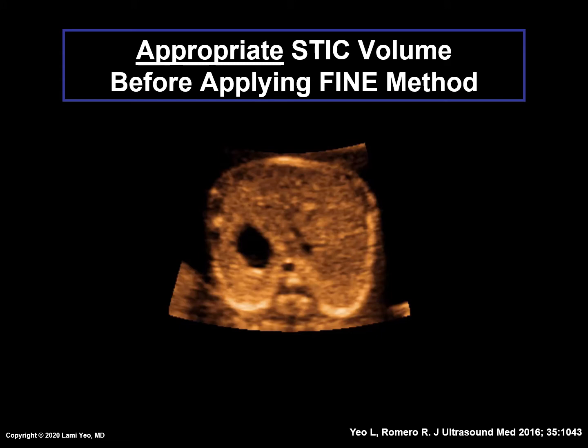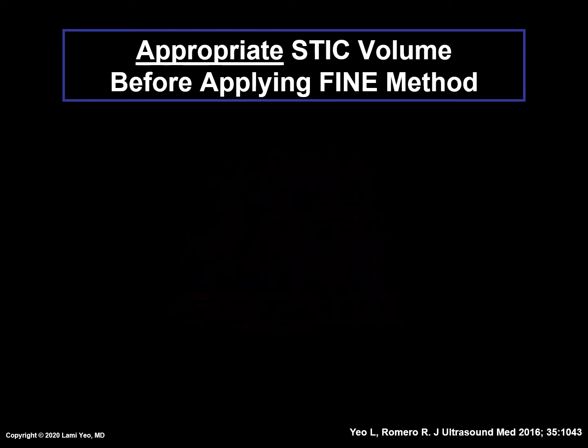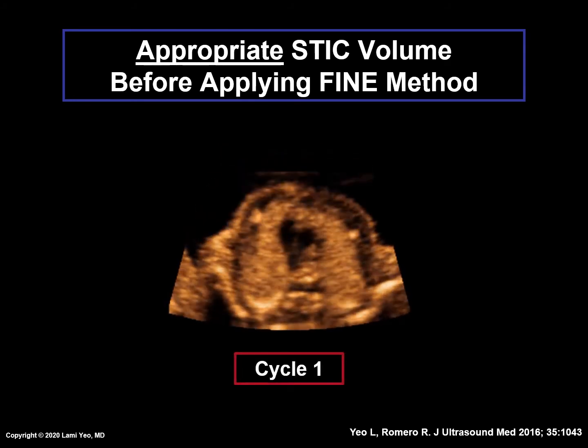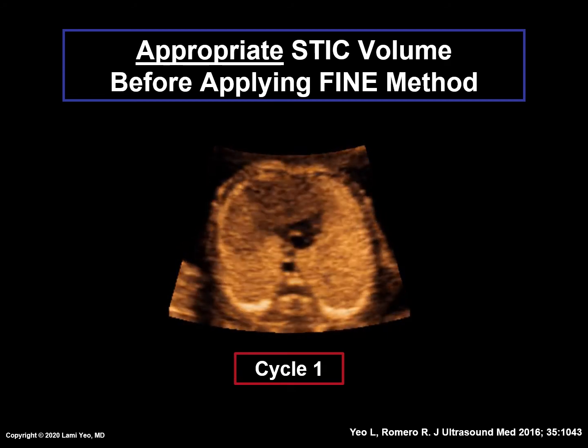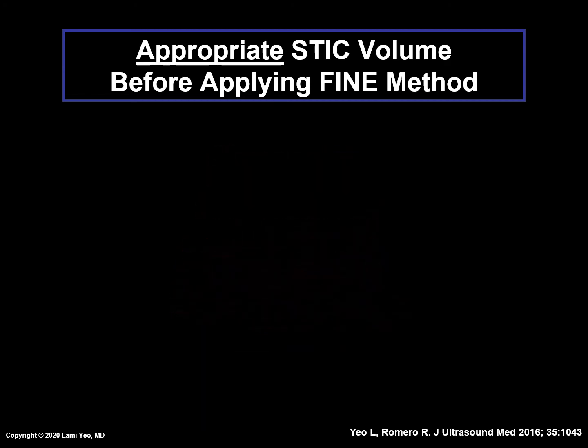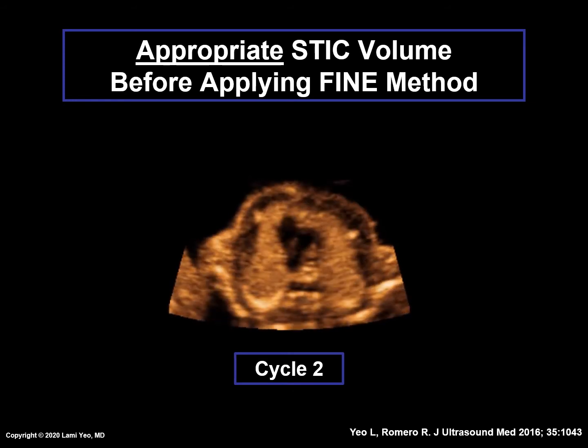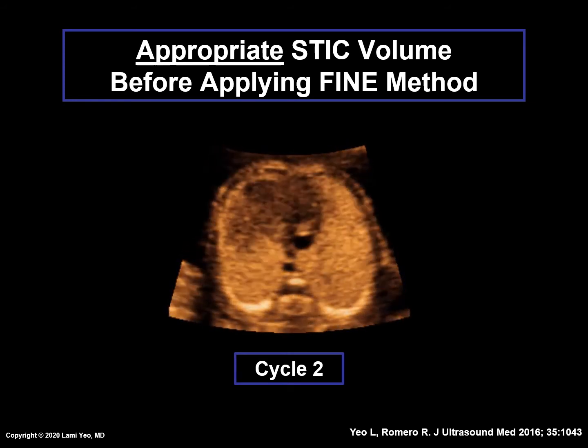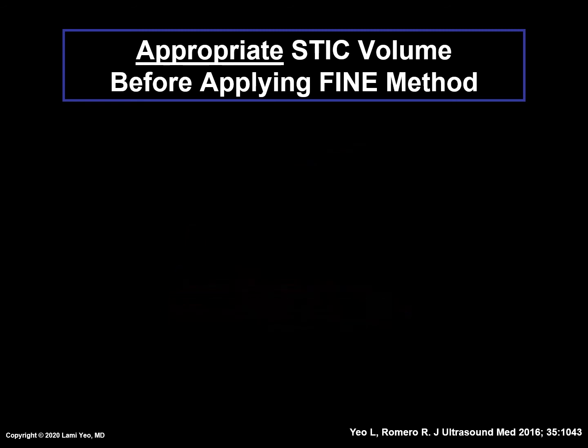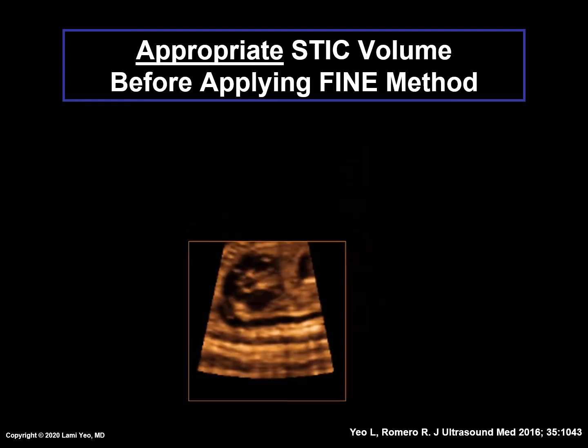We previously reviewed the tool known as STIC loop, developed by our team, which is used to determine if a STIC volume is appropriate before applying the FINE method. As a reminder, one should observe at least 2 scrolling cycles. This is cycle 1, and now cycle 2. The STIC volume shown here is appropriate because it has met all the criteria using STIC loop. This includes the last criteria, which is evaluating the sagittal plane for motion artifacts.